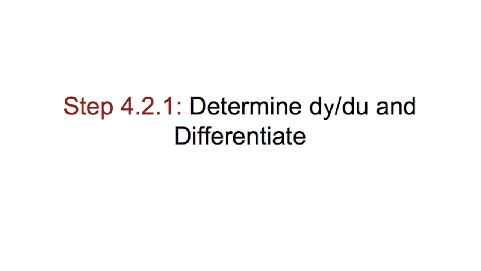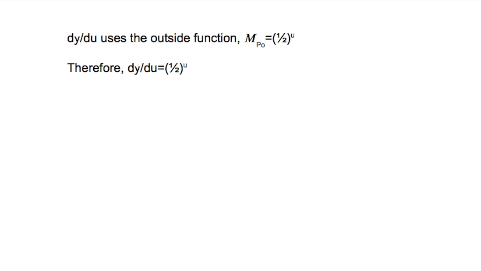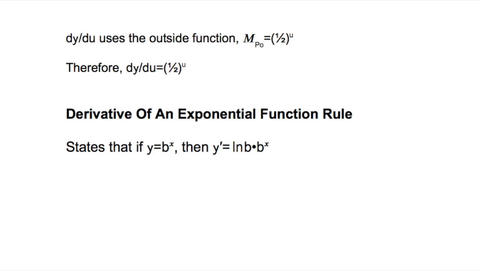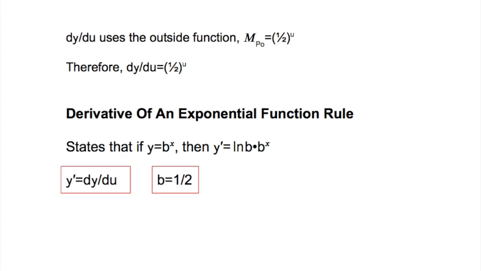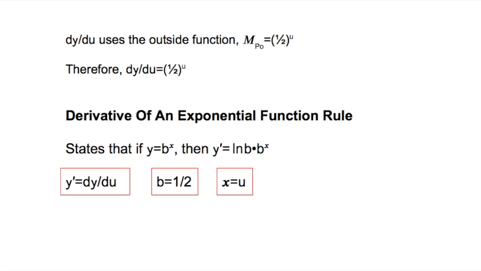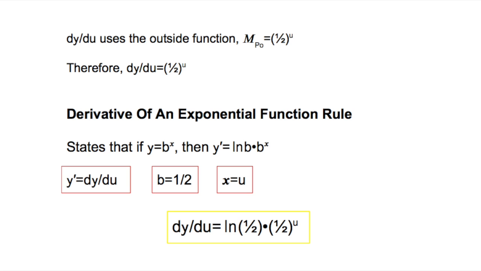Step 4.2.1. Determine dy over du and differentiate. dy over du uses the outside function, MPO equals 1 over 2 to the power of u. Therefore, dy over du equals 1 over 2 to the power of u. We will use the derivative of an exponential function rule to derive dy over du. The rule states that if y equals b to the power of x, y prime equals ln b times b to the power of x. In our case, y prime equals dy over du, b equals 1 over 2, and x equals u. Therefore, dy over du equals ln 1 over 2 times 1 over 2 to the power of u.